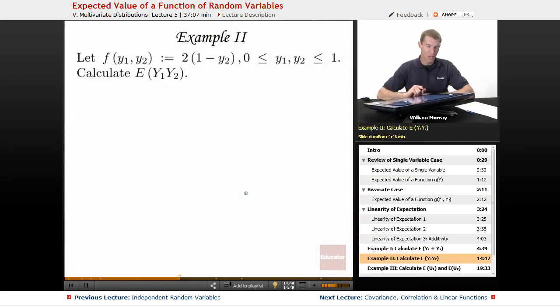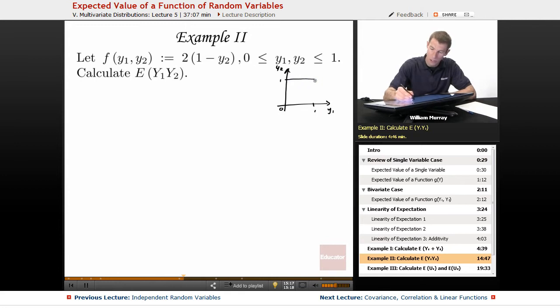In example 2 here, we've got a joint density function of 2 times 1 minus y2, and y1 and y2 are both bigger than 0 and less than 1. Let me graph that before we go any farther. That's a simpler region than we had in example 1 because that's just a square region. Here's y1 and here's y2, and there's 0 and there's 1 and there's 1. So we're just looking at a square region here.